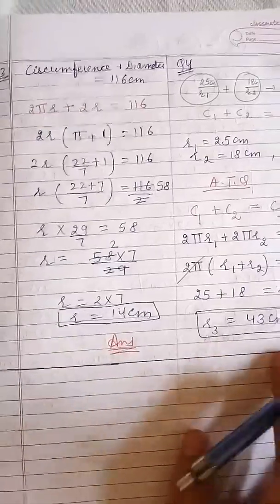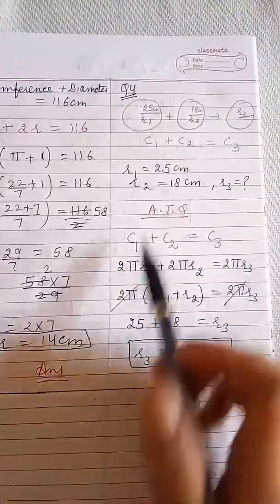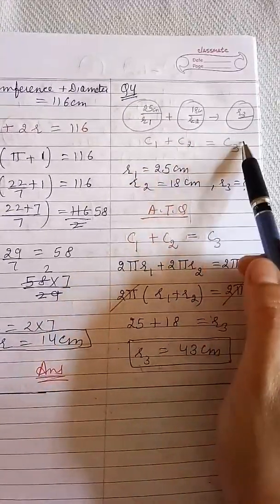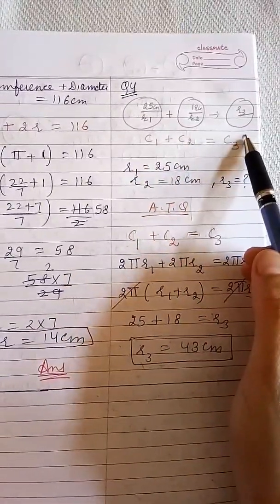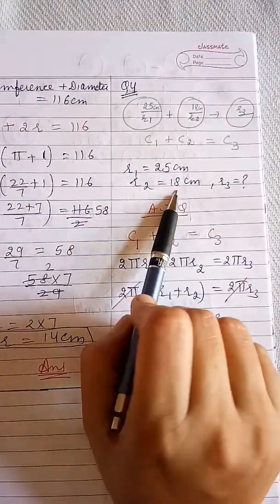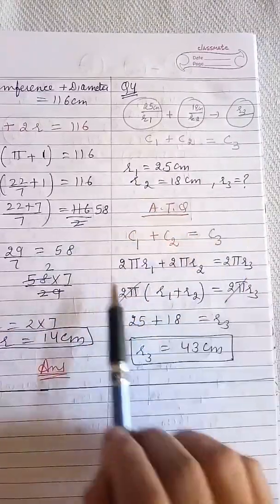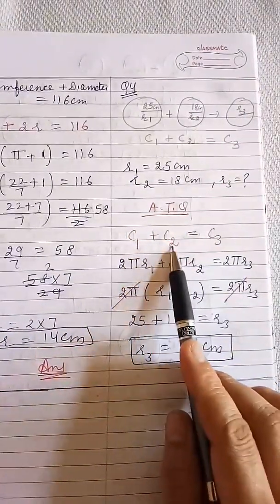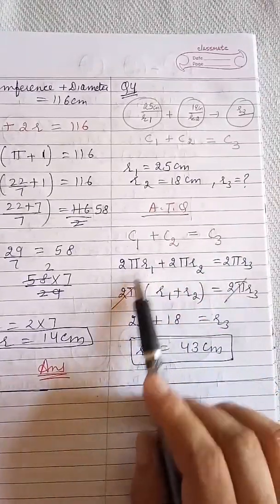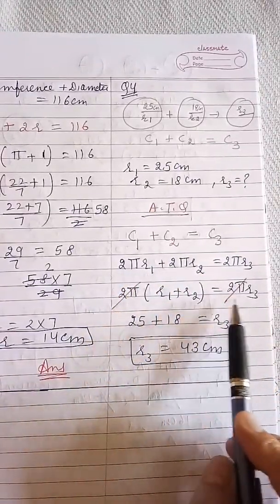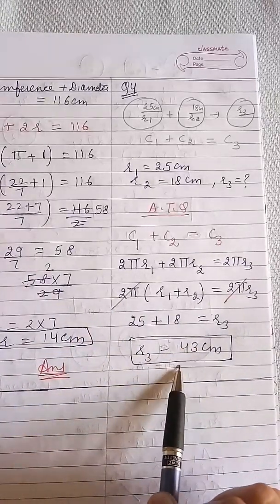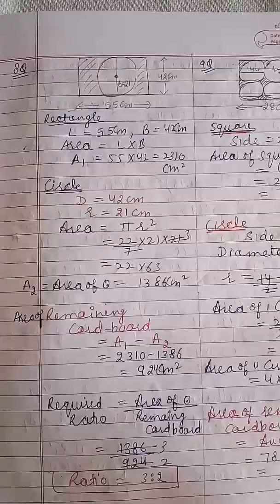Fourth question. In the fourth question, the radii of two circles are given, and the sum of their circumferences is equal to the circumference of a third circle. So let the radius of the first circle be 25, the second 18, and the third we don't know. The circumference of the first and second circles together is equal to the third. So we can write the formula here. Take 2 pi common: r1 plus r2 is r3, 2 pi cancels, and from there we will calculate the radius of the third circle.